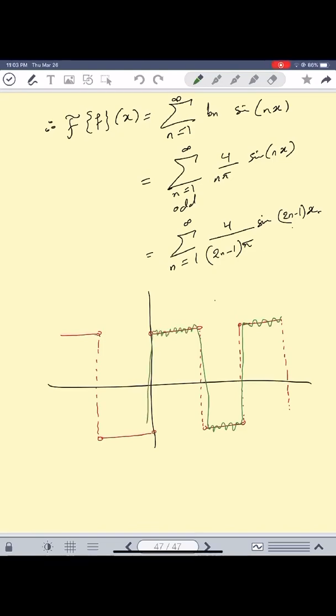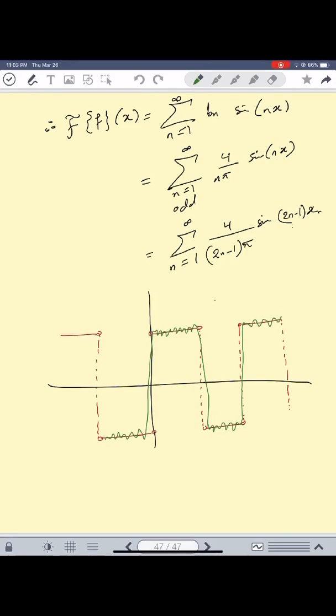I will make one particular video with Mathematica, so I will show you exactly how these Fourier series become very close using Mathematica for all functions that we have done so far. But this is like our hand drawing. So this is the meaning of the Fourier series.